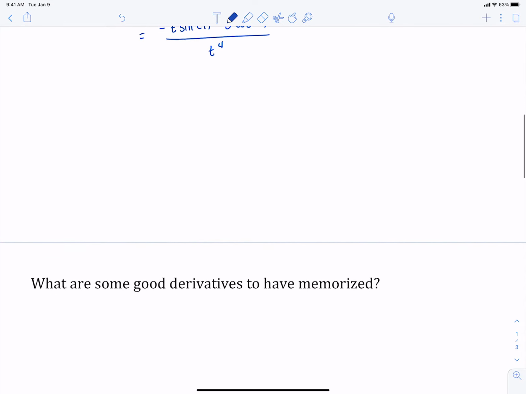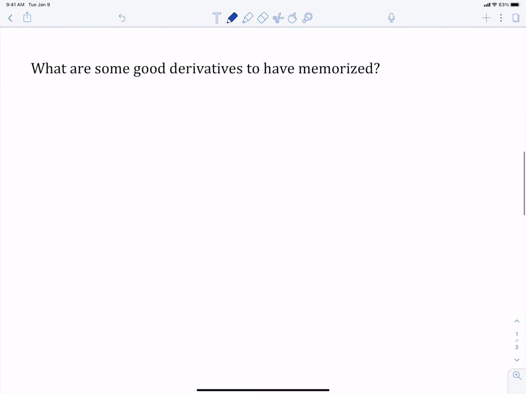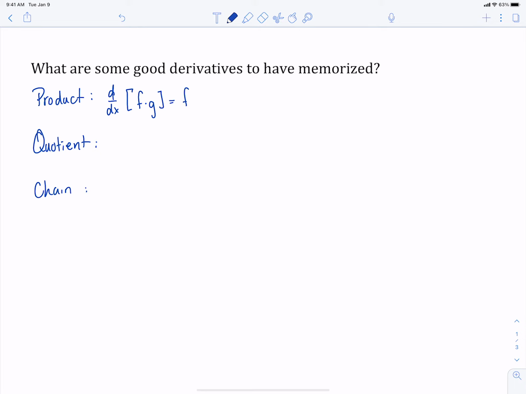So then, looking ahead and thinking about what we're going to need to make sure we have memorized from 251. There's a couple of things, of course, the product, quotient, and chain rules. Those are very important, particularly the chain rule. That's something that we're going to be seeing a lot of here in 252.